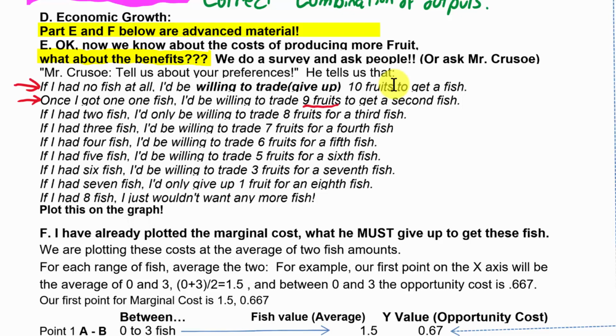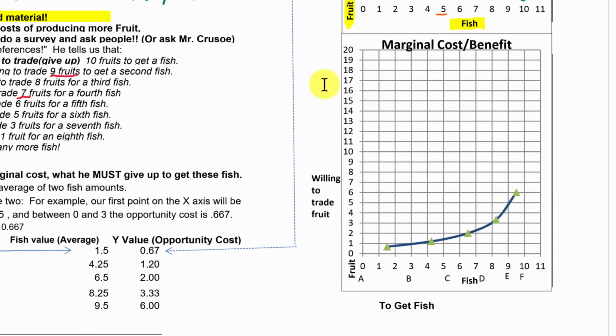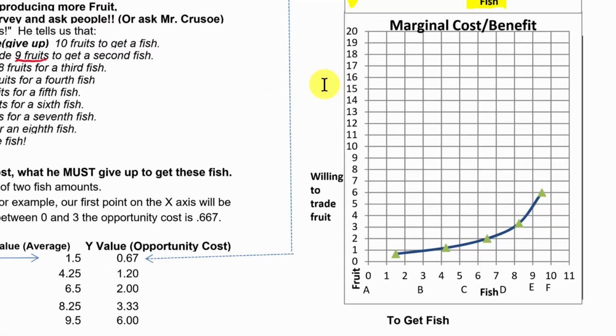Your willingness to give up fruit is going to go down as you already have more and more fish. And he says if I had 2 fish, I'd be willing to give up 8 fruit to get a third fish. If I already had 3, I'd only be willing to trade 7 fruit to get a fourth fish, etc. Now what I've done over here on this graph is I've already graphed the opportunity cost of getting additional fish based on the calculations that we made up above.